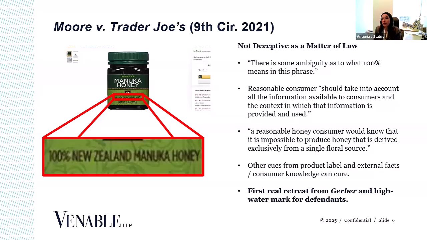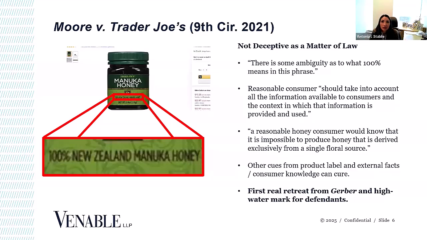So not only was this claim ambiguous, the court said that it wasn't deceptive as a matter of law because a reasonable honey consumer would know that it's impossible to produce honey derived exclusively from a single floral source. It's not something I knew, I buy honey, but the context is really interesting.